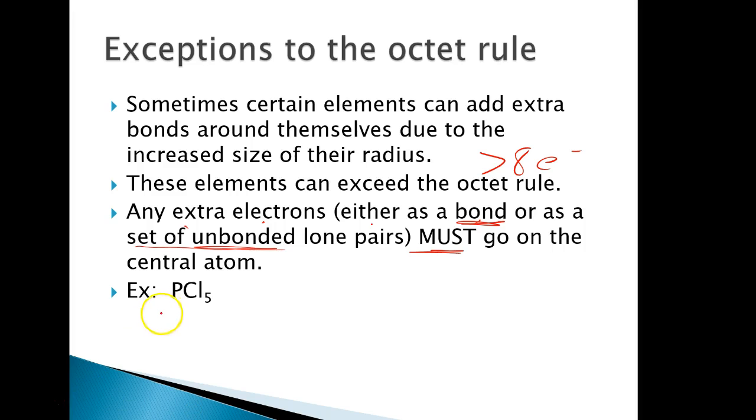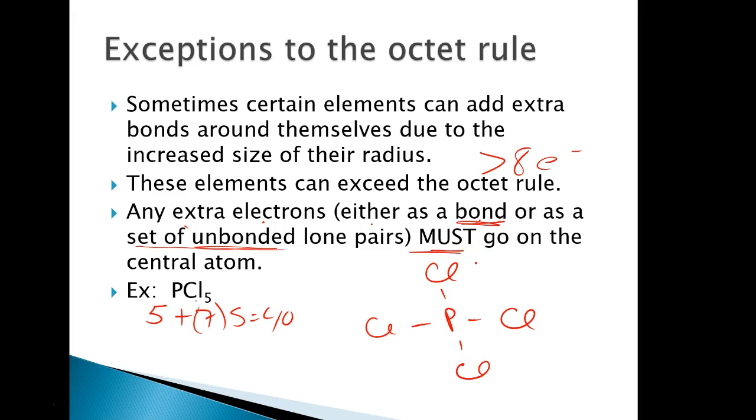So if I was to draw PCl5, I have 5 plus 7 times 5 is a total of 40. P is in the middle, Cl, Cl, Cl, Cl. That's only 4 of the Cl's. I actually have 5. And the rule is you have to put it on the center atom. So find a corner and stick that Cl in there.